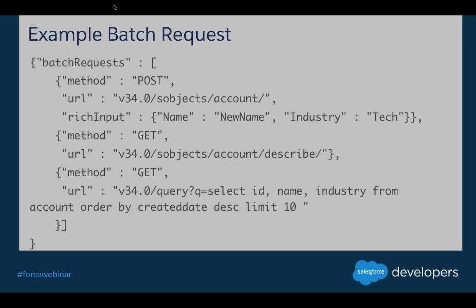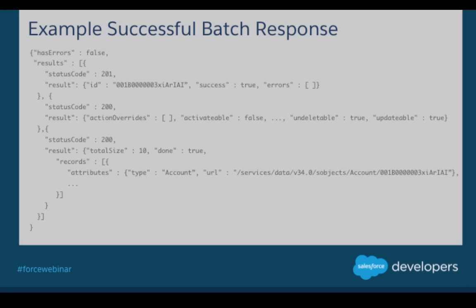So if you were doing a post or a patch, you can go ahead and define what data you want to put in. As we see here in this example, we're creating an account with the post and the rich input. We're doing a describe to get the account, and then we're doing a get to pull the last 10 accounts that were created, all in one single call.